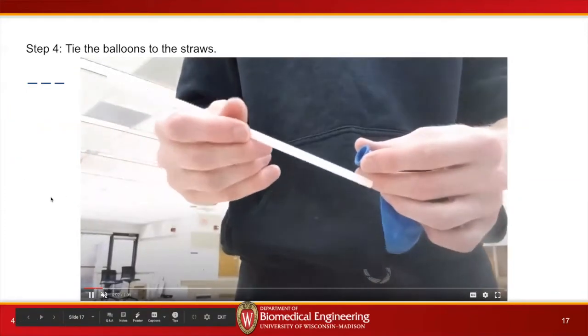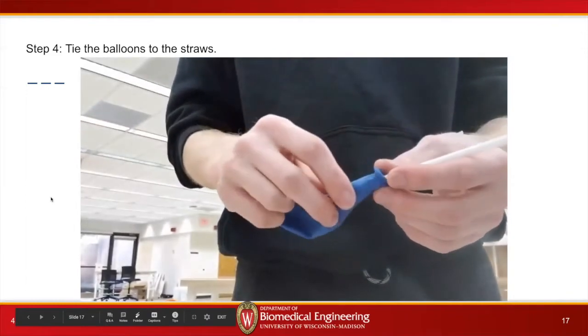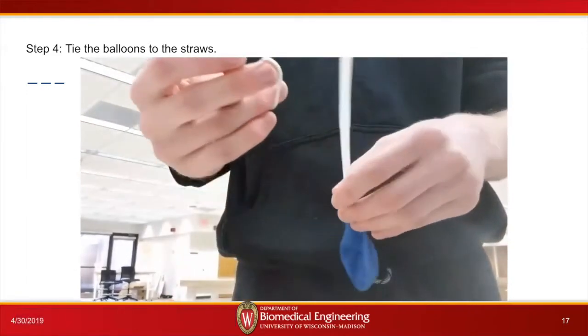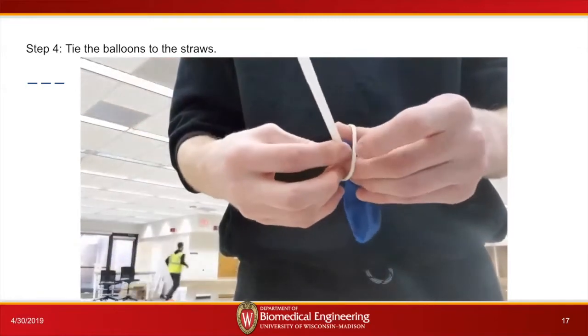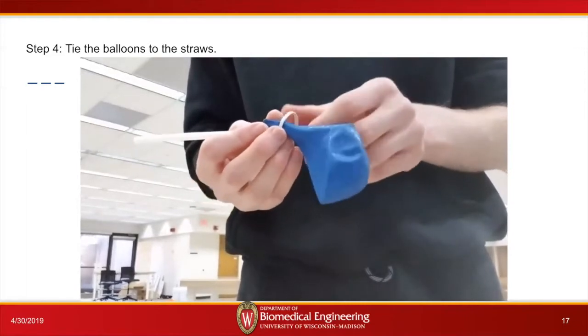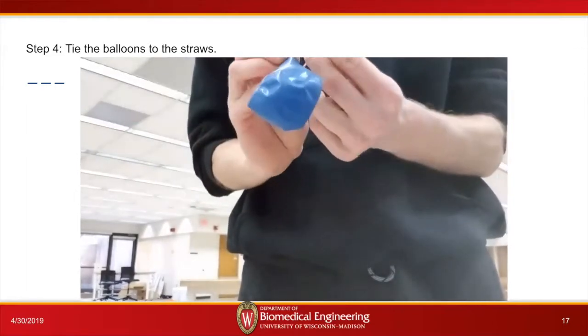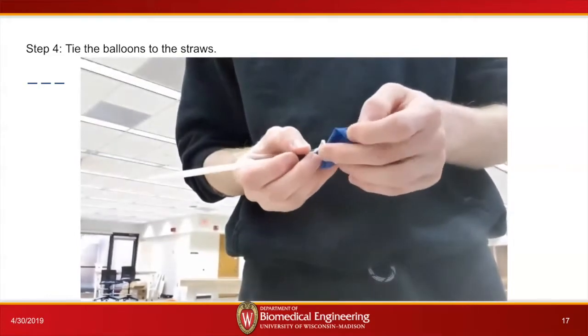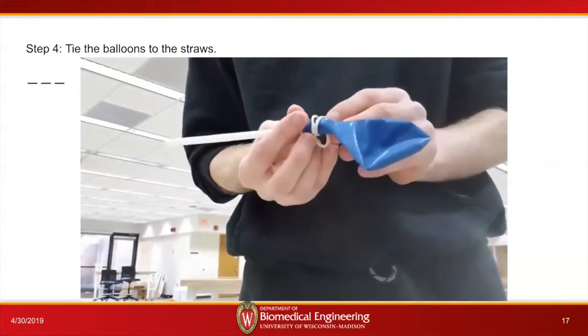The fourth step is to, using a rubber band, tie 2 balloons onto the end of 2 straws, like you're tying a ponytail in someone's hair. Do this until the balloon inflates when you blow into the straw and it doesn't leak. The balloons represent the lungs, and the straws represent the trachea and bronchi.